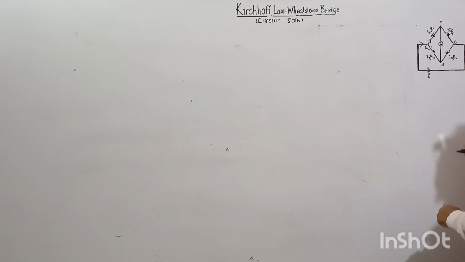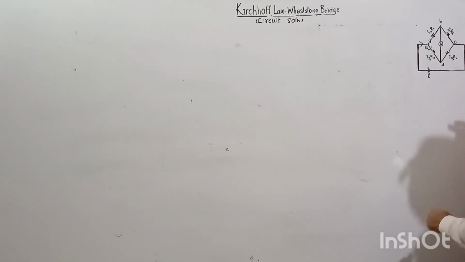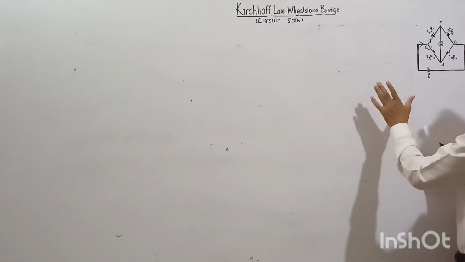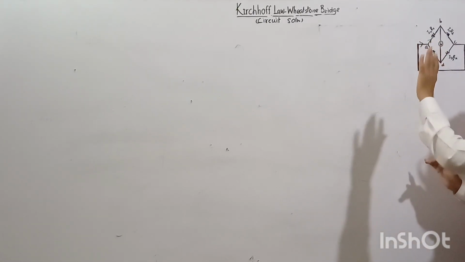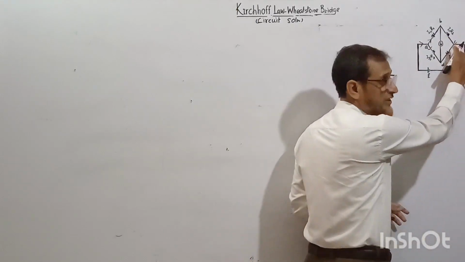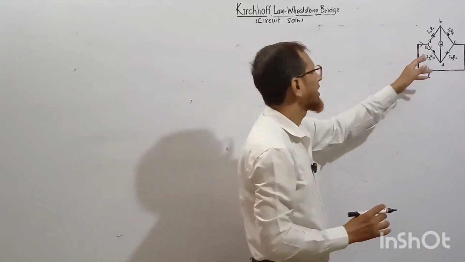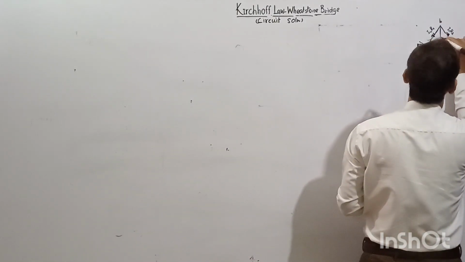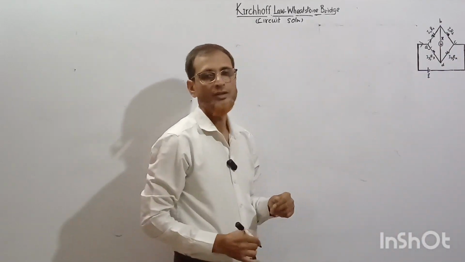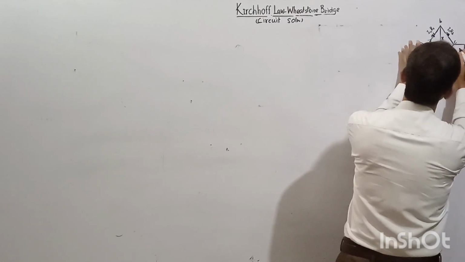The values of resistances 1, 2, 3 are chosen in such a way that, if this resistance is unknown, we adjust this resistance to get the current through this as 0. The current through this galvanometer is 0. This is called the null point. So our arrangement should be in such a way.